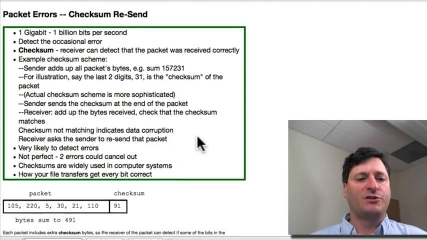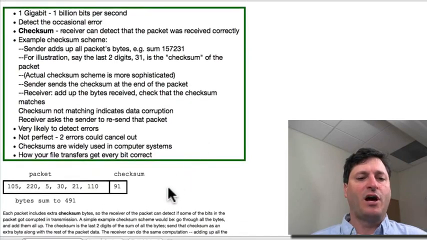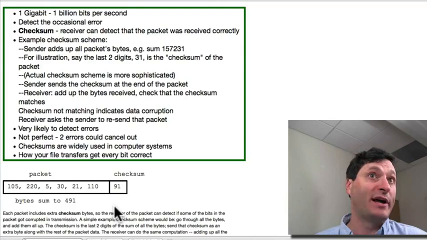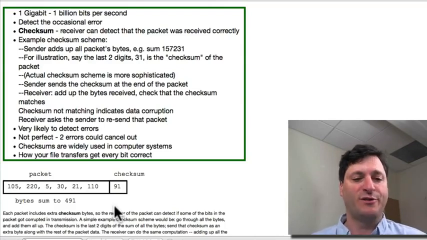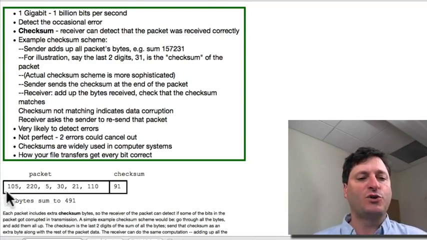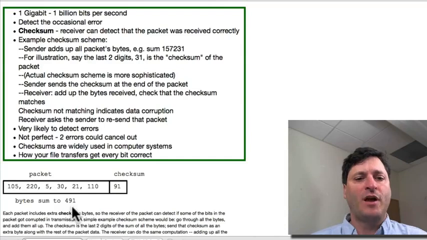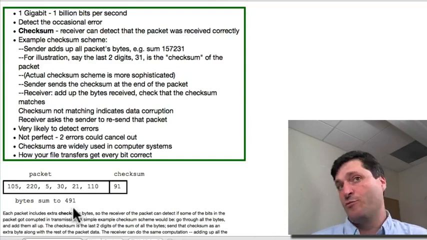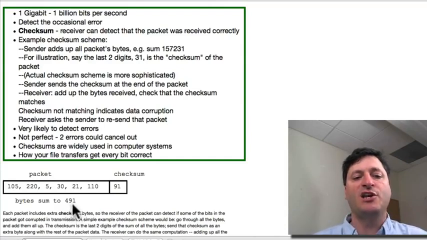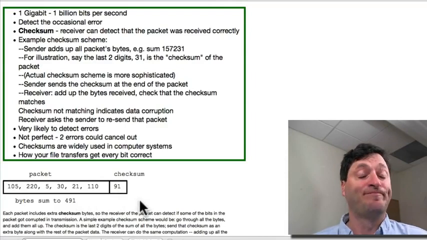The way it works, looking at my little diagram down here, is that before the sender sends the packet, they can look at the whole packet, which is just a bunch of bytes, each between 0 and 255. The sender can go through these numbers and add them up. In this case, these add to 491. Let's say our scheme is that we always take the last 2 digits. So the last 2 digits are 91, and that's the checksum for this packet. We'll put that on the end and send that too.